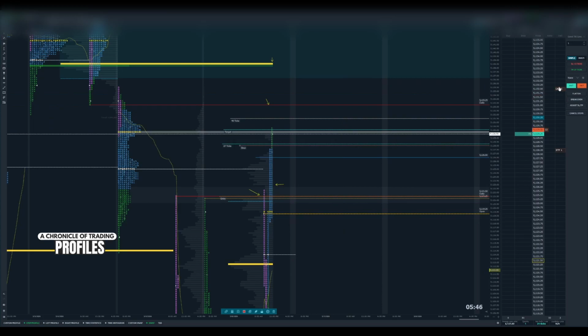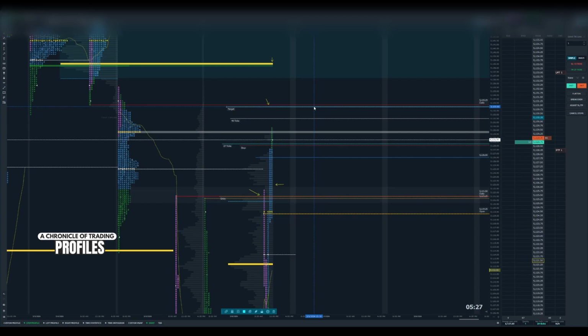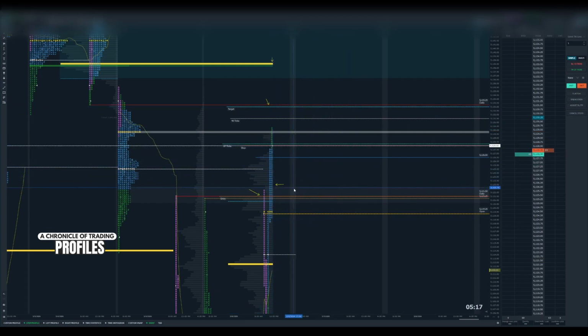There, to me, it looked like it was going to take off. So I thought I would just keep moving that stop up. But it did come back and take me out right there at the 27 ticks.